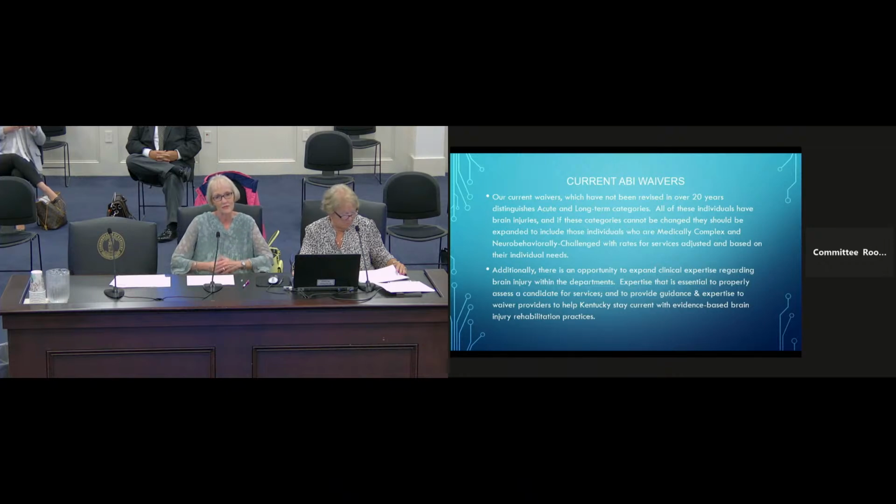Additionally, there is a need to expand clinical expertise regarding brain injury in the department and among providers, expertise which is essential to properly assess a candidate for services and to provide guidance and expertise to waiver providers to help Kentucky stay current with evidence-based brain injury rehabilitation practices.